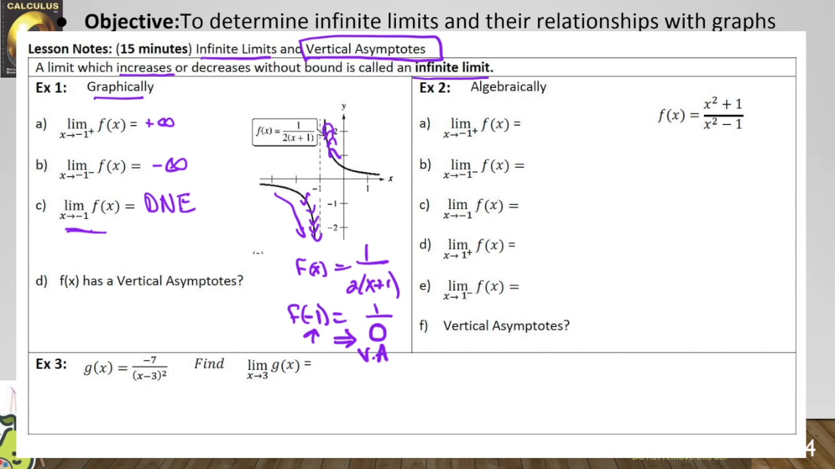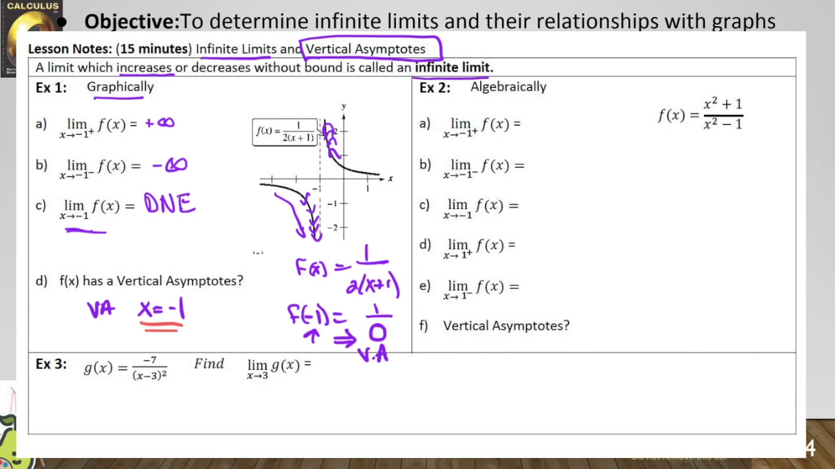If you have 0 over 0, you might have a removable discontinuity. But f of x in this case has a vertical asymptote at x equals -1. And please remember that when I ask you where a vertical asymptote occurs, write the equation.